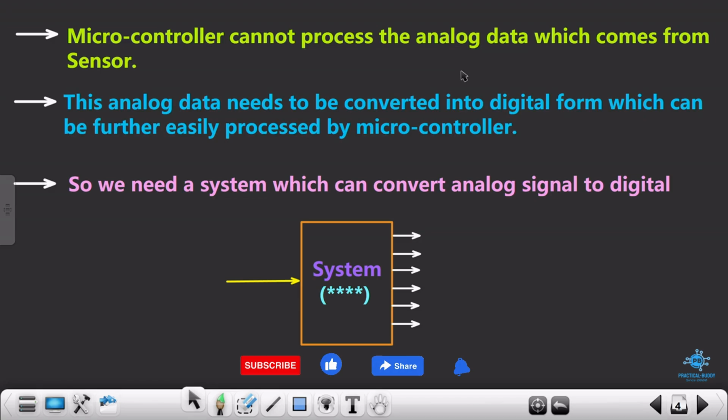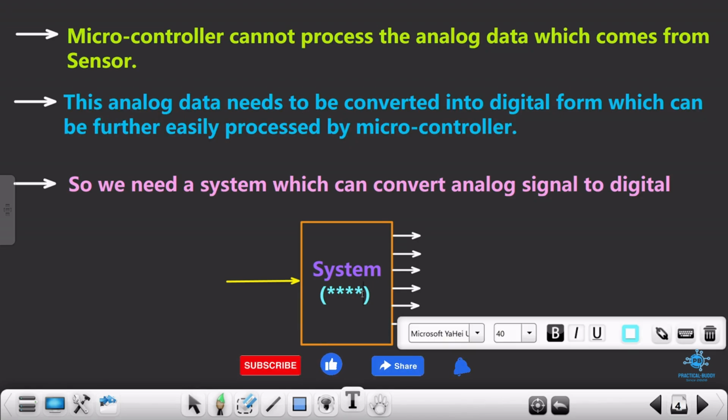It's my request to you all that you please pause this video here and try to think what that particular system can be. Alright, I believe that you all have tried your best. Now it's my turn to elaborate, or to give you the idea about this system.